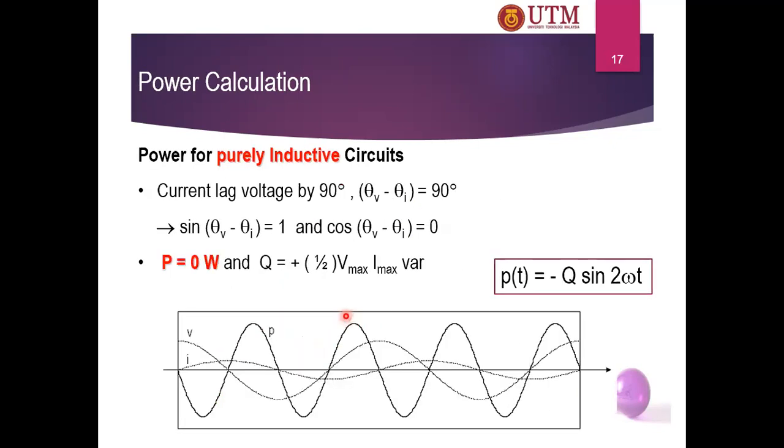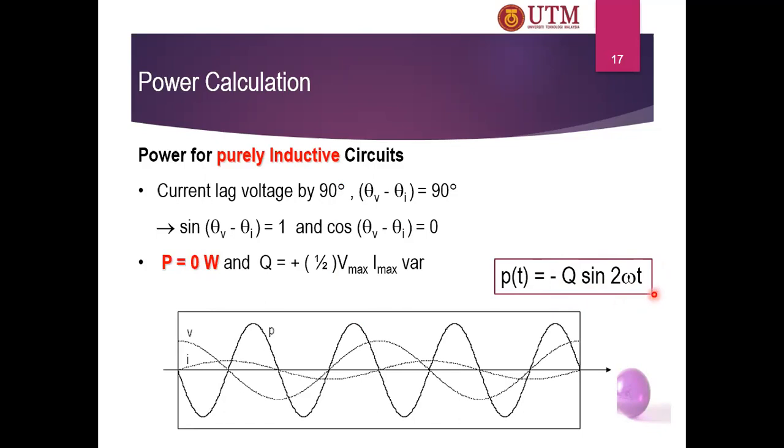And we go to the purely inductive circuit. When the circuit has only an inductor, the current will always lag the voltage by 90 degrees, so the phase difference will be positive 90 degrees. When you substitute this into the sine term in the instantaneous power equation, it becomes 1, and the cosine term becomes 0. So the instantaneous power equation will have only the third term.